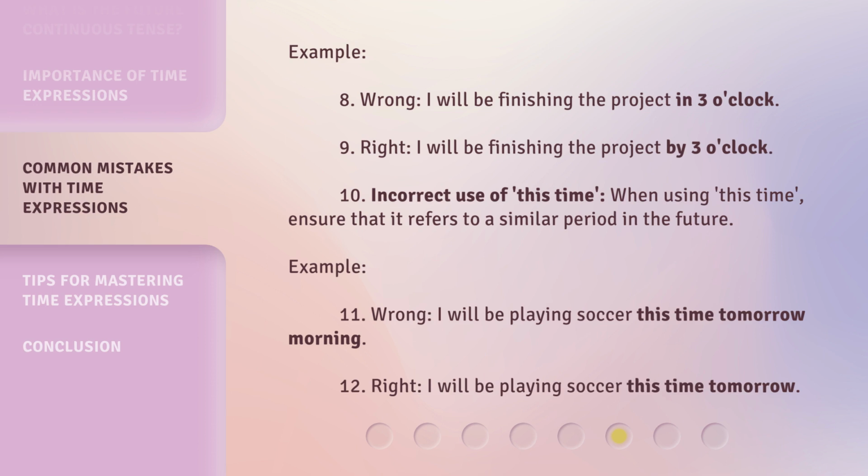4. Incorrect use of this time. When using this time, ensure that it refers to a similar period in the future. Example: Wrong, I will be playing soccer this time tomorrow morning. Right, I will be playing soccer this time tomorrow.